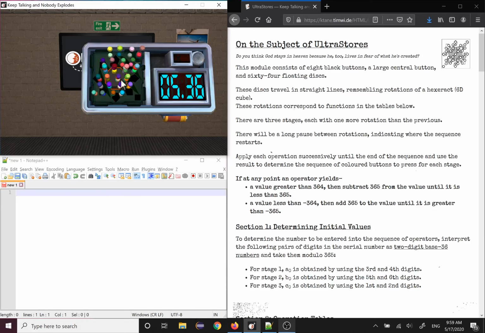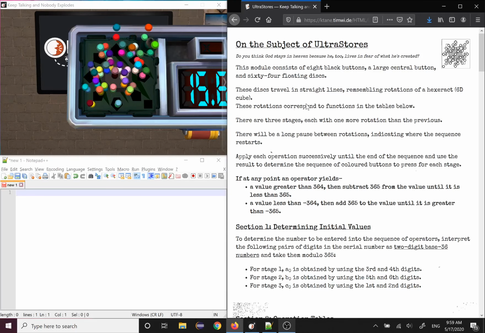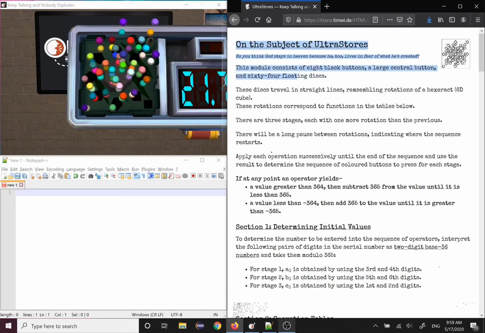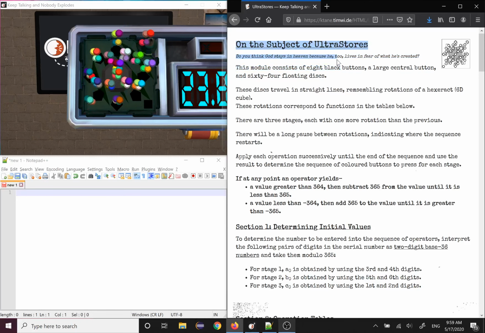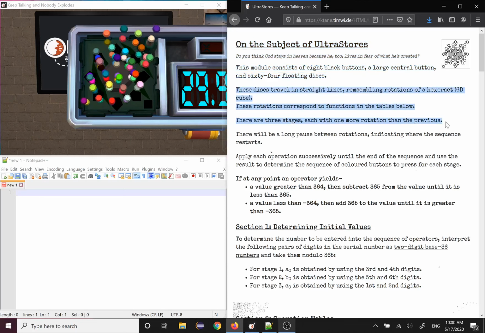This is one of the hardest modules in the game as of the time of recording this, and yeah, for good reason. This module is a combination of the modules UltraCube and Simon Stores, both of which have tutorials made by Tim Wee. I do highly suggest you know those modules. The links to those tutorials will be in the description because if you don't know those modules, learning UltraStores will be an absolute pain and you will not have a fun time.